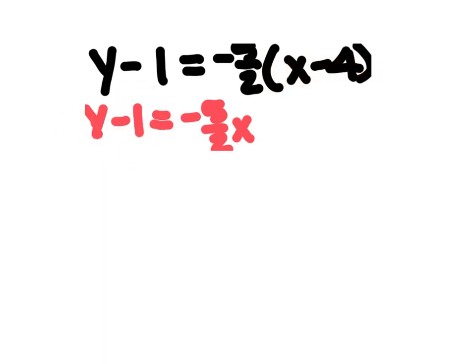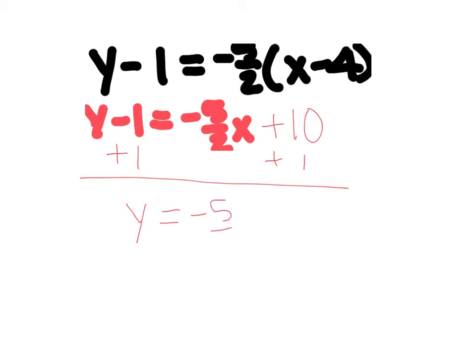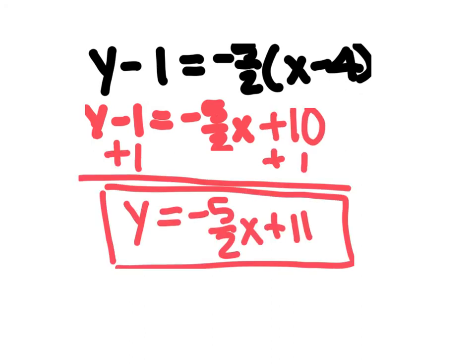So I brought down the y minus 1 equals. I did negative 5 over 2 times x, and I got negative 5 over 2x. And then negative 5 over 2 times negative 4, when I work that out, gives me a positive 10. Okay, so now I got to get y by itself. So I'm going to add 1 to both sides, and I put the plus 1 underneath the plus 10. And I end up with y equals negative 5 over 2x plus 11. So that would be the equation, the function for that problem.